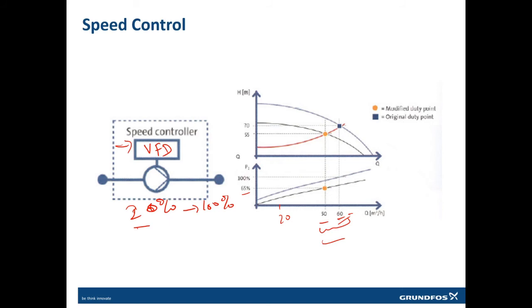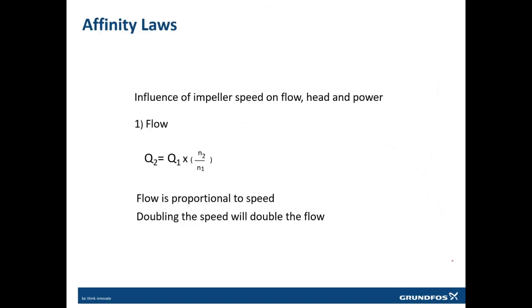We can change the performance, and 70% of the time, speed control is used as the solution to reduce or adjust the performance of the pump. Now, the same affinity law is applicable in this one, but with different proportions.